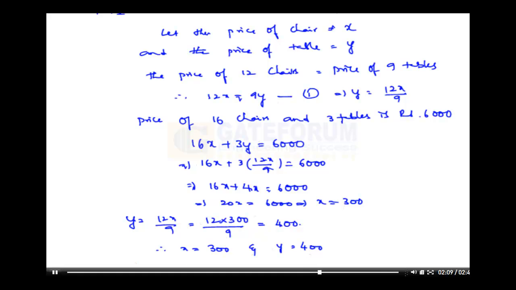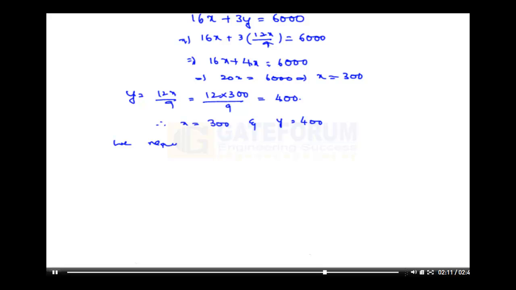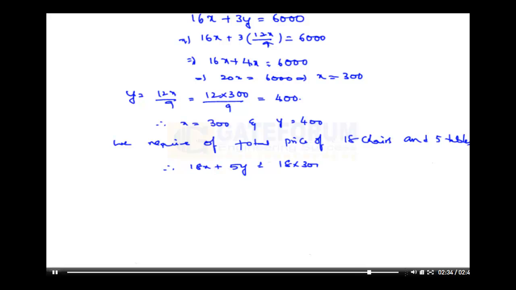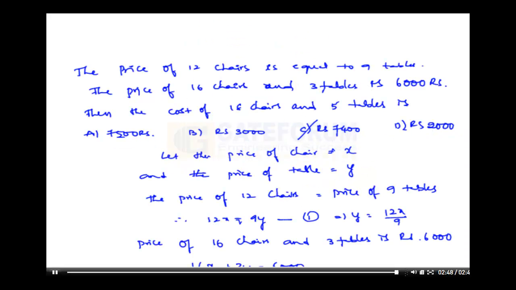Now we require the total price of 18 chairs and 5 tables. So 18X plus 5Y is 18 into 300 plus 5 into 400, which is 5400 plus 2000, that is 7400 rupees, and the option goes to C.